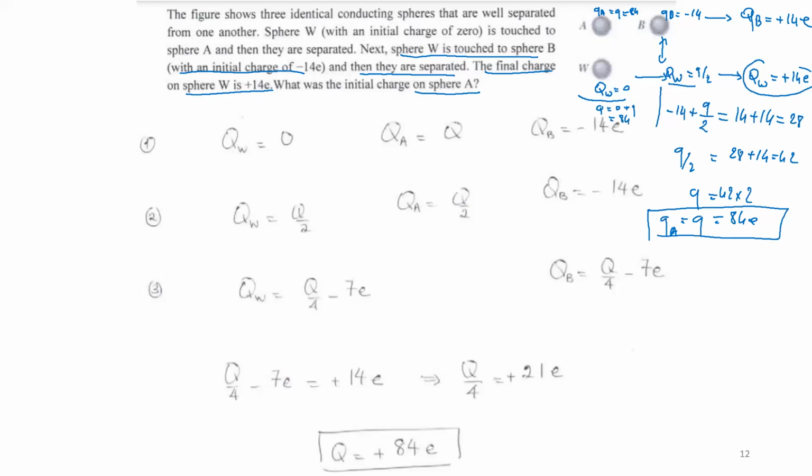And you can check: 84 and 0, so I had 84. Then W will have 84 divided by 2, so 42. Okay, so now the total charge between W and B is 28, right? So if this is 14, this should be 14. That's what I wanted to show. Okay, so here it's said in a different way, but all the ways lead to Makkah and you get the right answer.